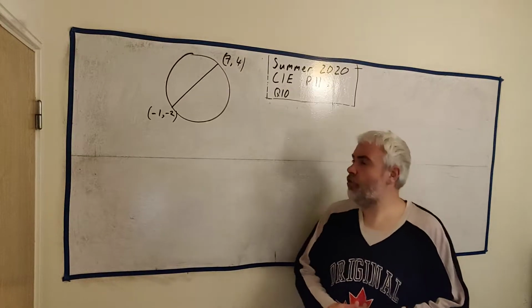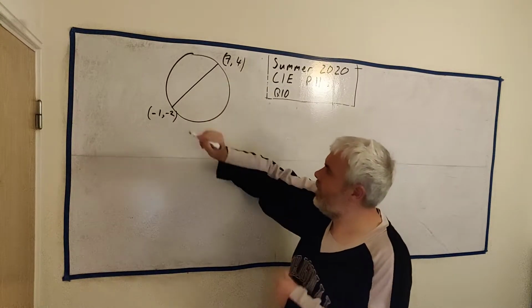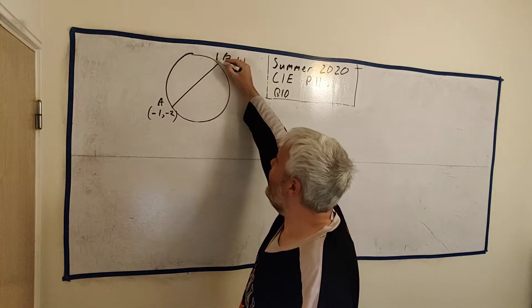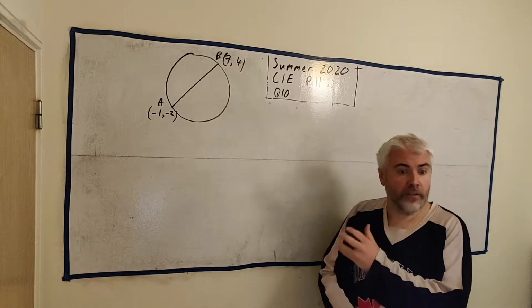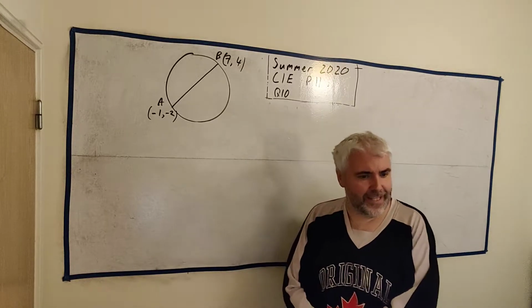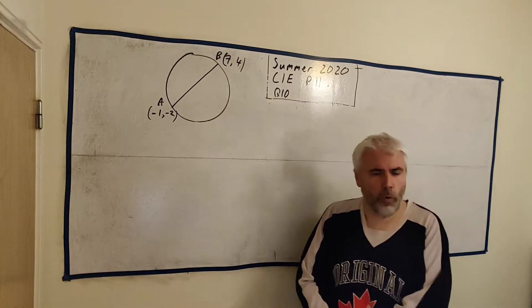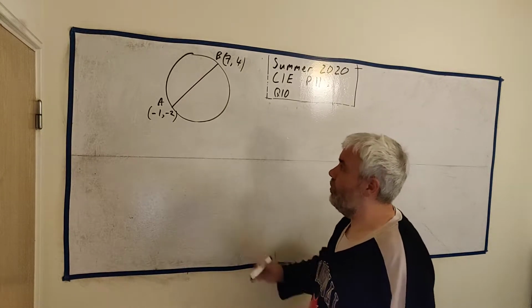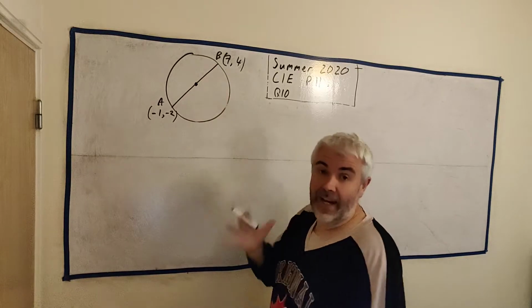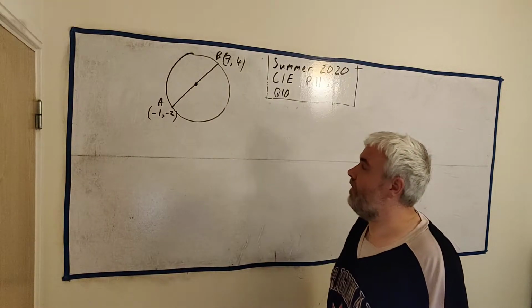Question 10 gives us 2 points, A and B. Let me put in those letters. And they tell us in part A that they make a diameter of a circle C, and they ask us to find the equation of this circle. Now, all we need to find the equation of a circle is a center and a radius. And that actually gives us everything here.